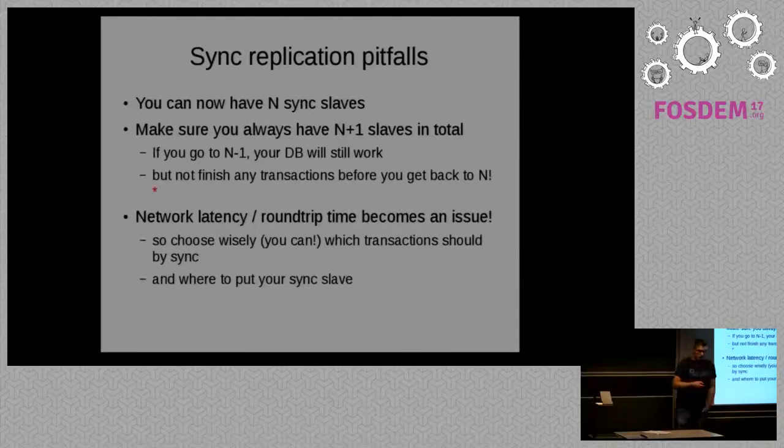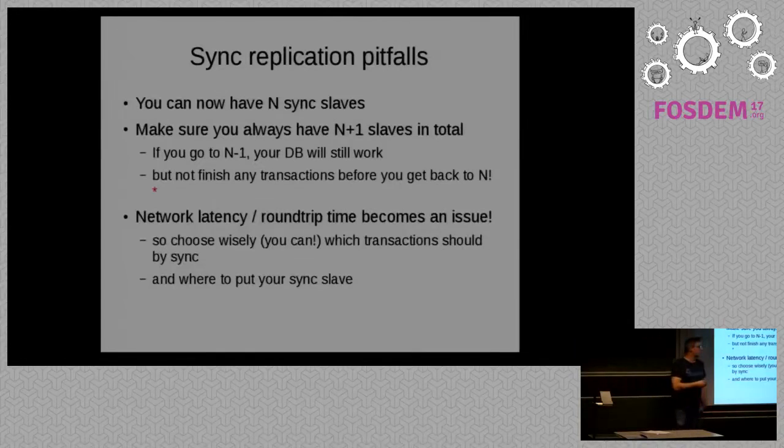Network latency. So if you have a synchronous slave in America and you're in Belgium, I don't know what exactly the round trip would be from here to New York, but half a second, something like that. Every commit will travel half a second, and it will wait for another half a second until it gets a reply back. Do that with 10,000 TPS, you're not fine. So choose wisely, right?